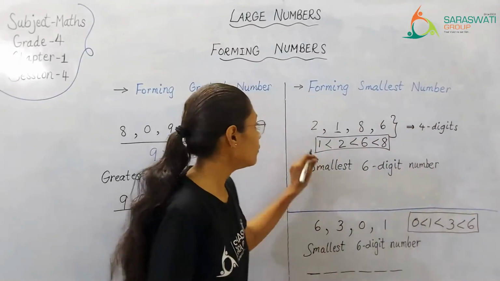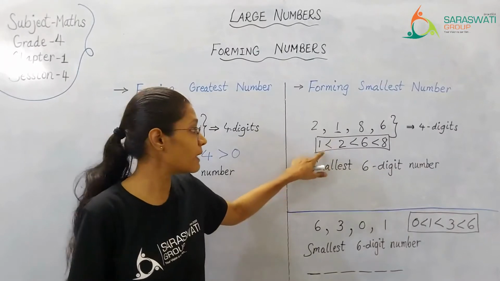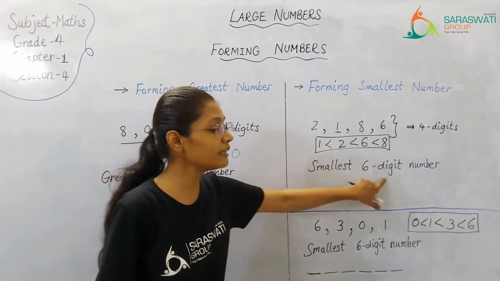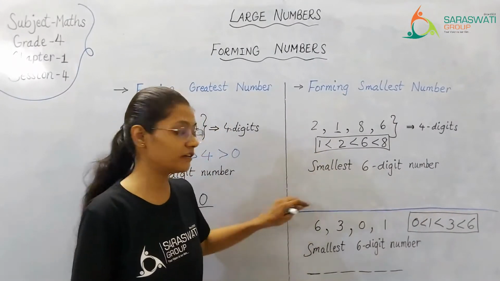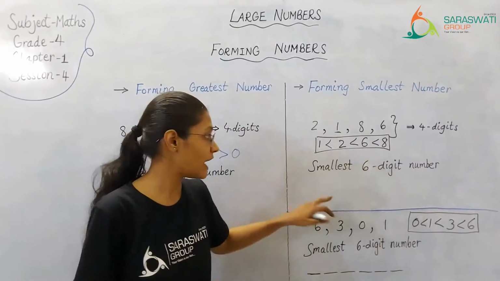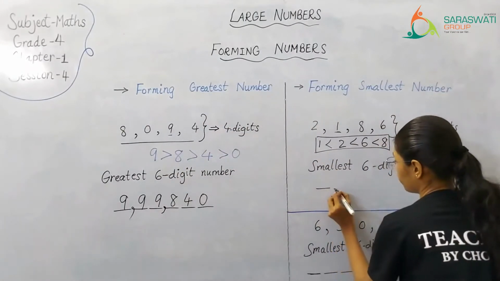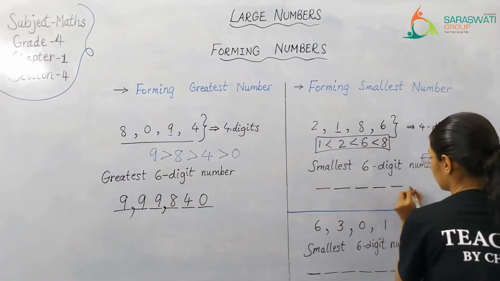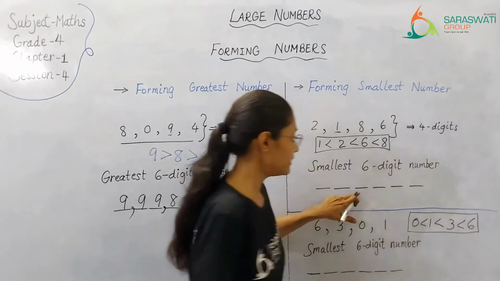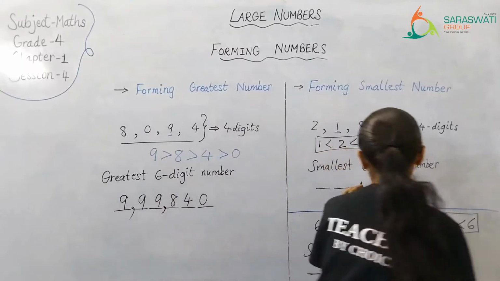Now students, over here again taking these same 4 digits, but now we want to form the smallest 6-digit number over here. So we have the digits in the ascending order over here. Now let us write them here. Over here I will write these 4 digits in this ascending order.